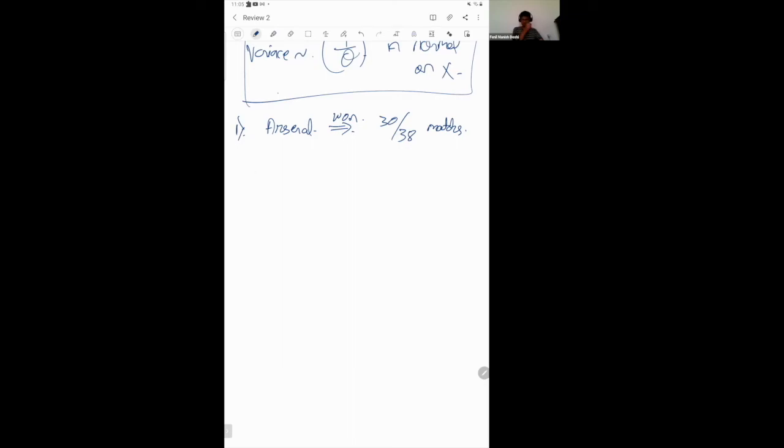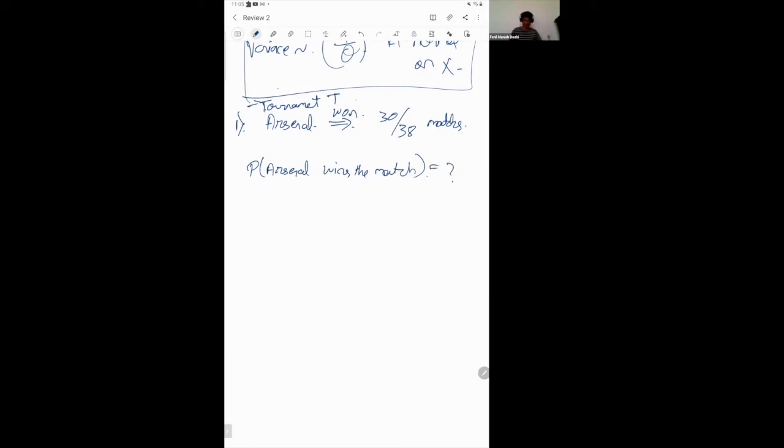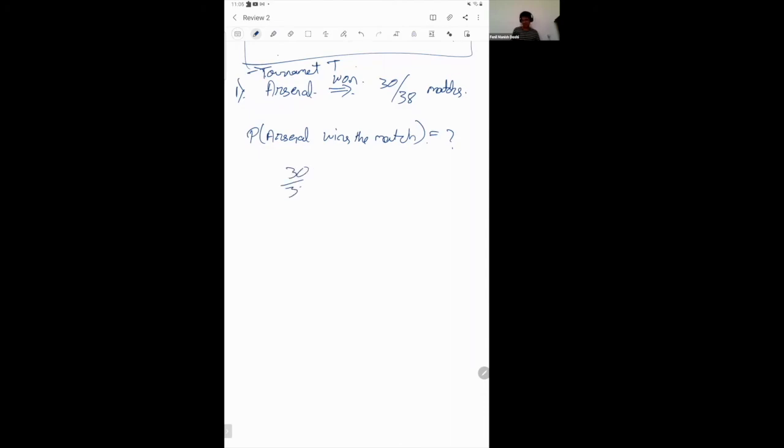Now Arsenal is going to play some next match. So this is a tournament that's going on, and we need to predict the probability that Arsenal wins the match. Simply, what you would do is just calculate 30 on 38, which comes out to be 79%. Based only on this information, we would take the ratio, because this is the only information available to us.